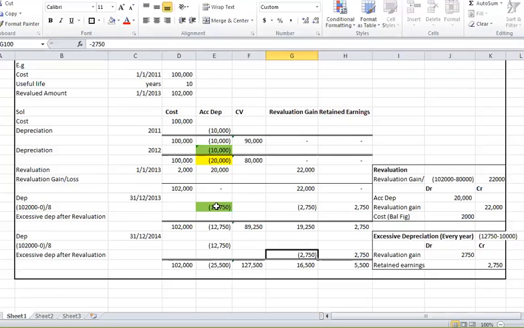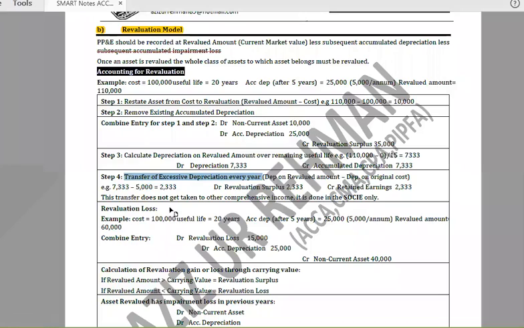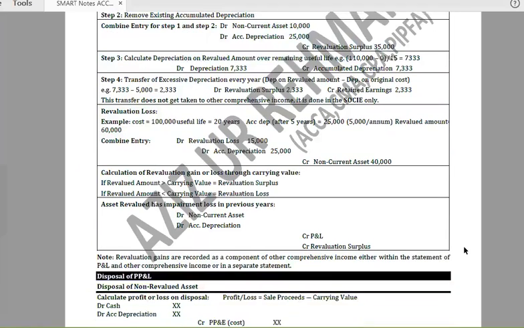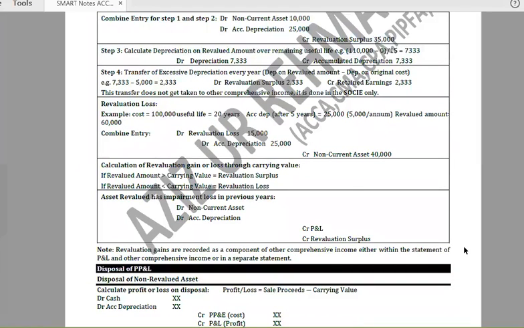So these are 2-3 steps for revaluation. You should remember these steps, especially the double entry for the revaluation, and you need to remember the excessive depreciation double entry. If you have a revaluation loss, the entries will be reversed. That's it.